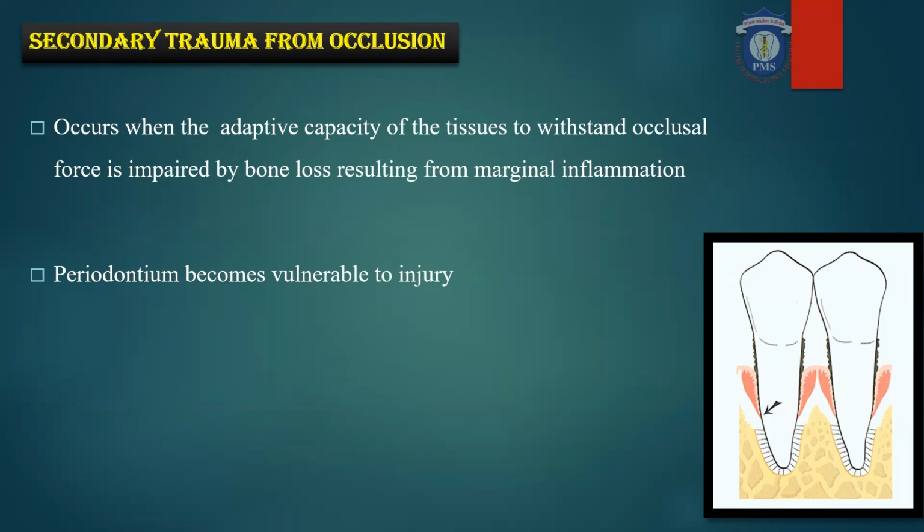Whereas secondary trauma from occlusion occurs when the adaptive capacity of the tissue to withstand the occlusal forces is impaired by bone loss resulting from marginal inflammation. In this case, there is periodontal disease or bone loss due to periodontitis, so the adaptive capacity of the tissue to withstand the occlusal forces is impaired. In secondary trauma from occlusion, even with a normal occlusal force, the periodontium becomes more vulnerable to injury.